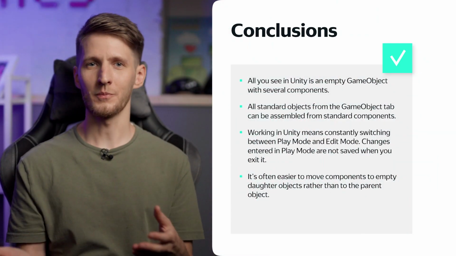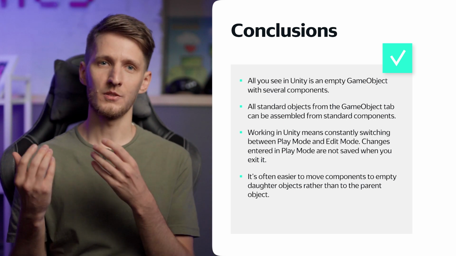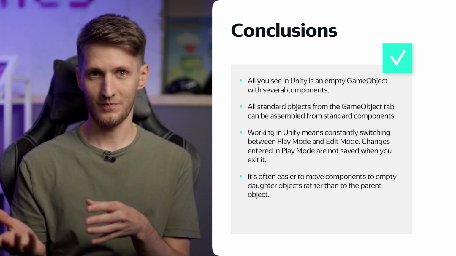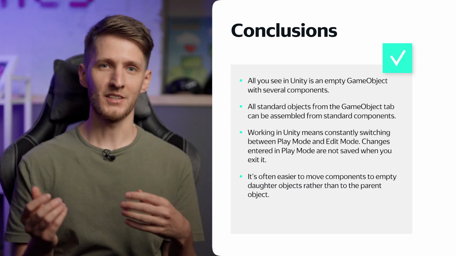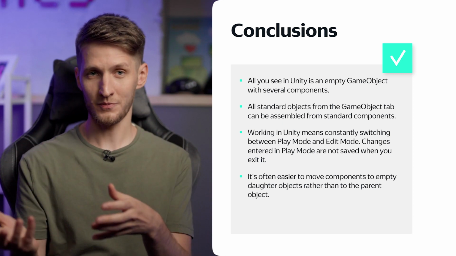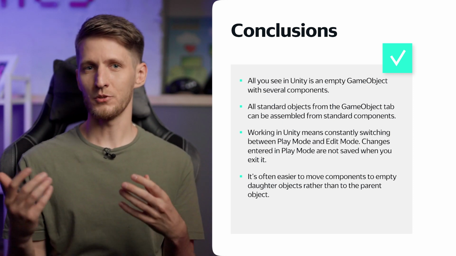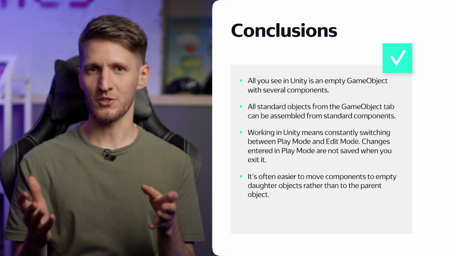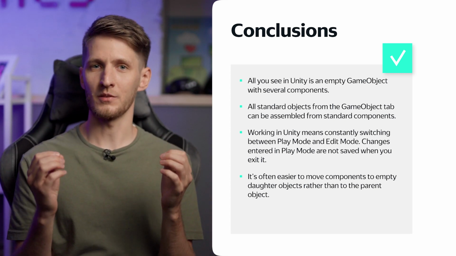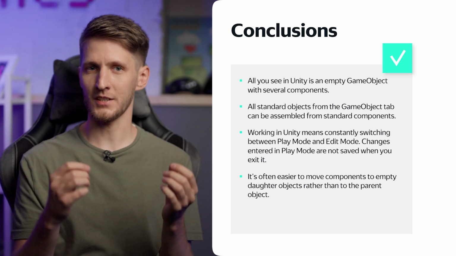Let's summarize. All we see in Unity is an empty game object with several components. All objects from the Game Object tab can be made of standard components. Working in Unity is a constant switching between play mode and edit mode. The changes we make in play mode are not saved when we exit it.